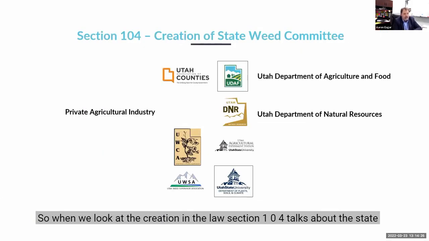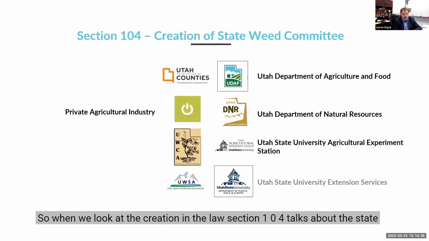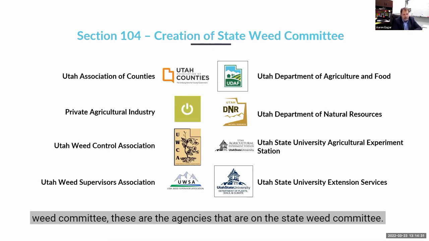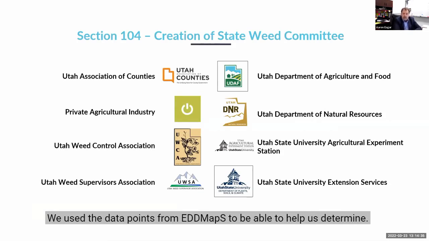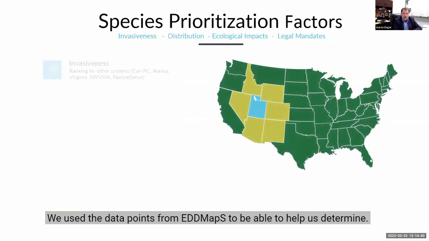So when we look at the creation in the law, Section 104 talks about the State Weed Committee. These are the agencies that are on the State Weed Committee. We used the data points from EDDMapS to be able to help us determine.